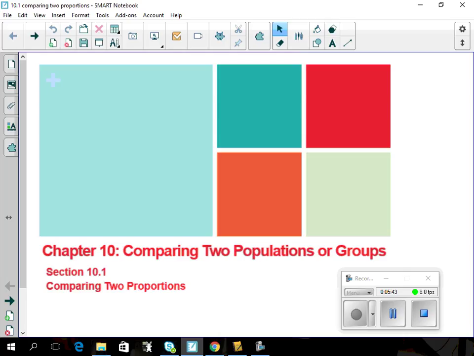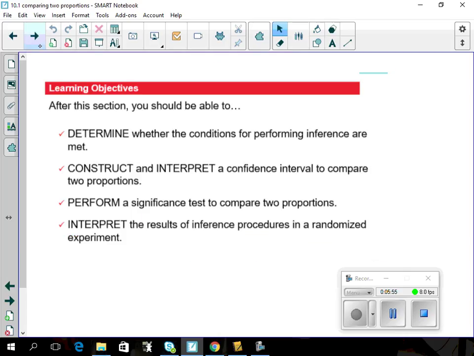Now, two proportions is a special case, okay? And we're going to talk something about pooling, speaking of lifeguarding and pooling. Kind of different idea, but we're going to talk about what that means and how that applies to this particular scenario. There are some conditions we're going to have to look at.